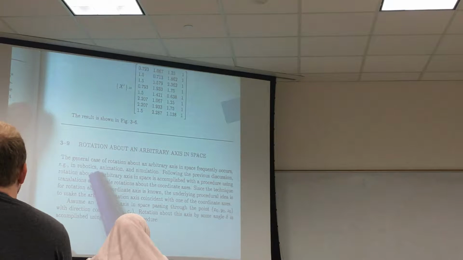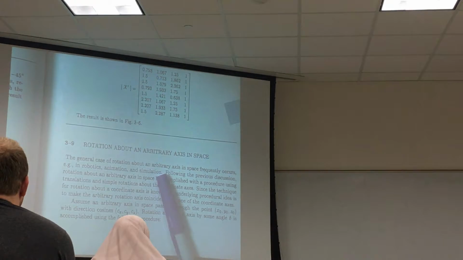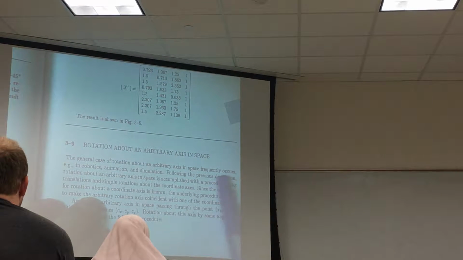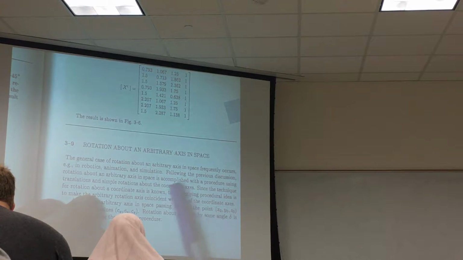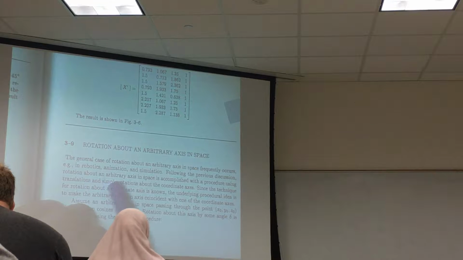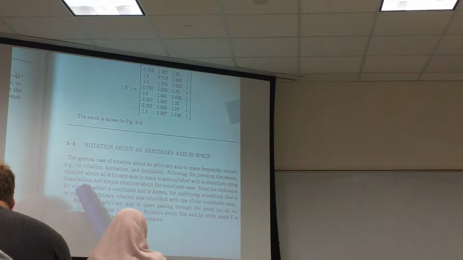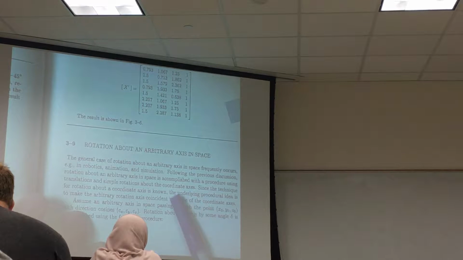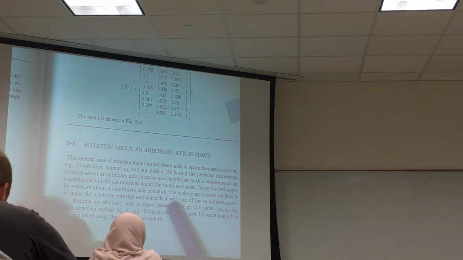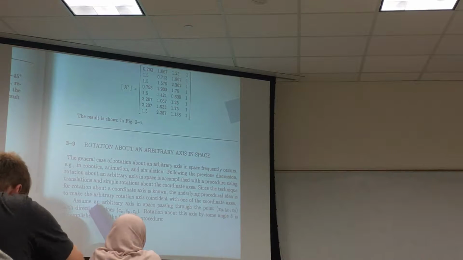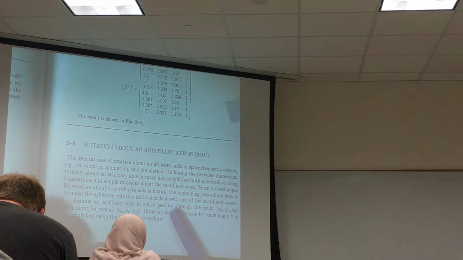Space. The general case, rotation about any arbitrary axis in space, happens often in robotics, animation, and simulation. This is very common. All the previous discussion, rotation about any arbitrary axis in space, is accomplished by this procedure, using translations and simple rotations of the major axes. Once the axis is aligned, we do the rotation, then reverse the procedure, to make this arbitrary rotation like one of the major axes.